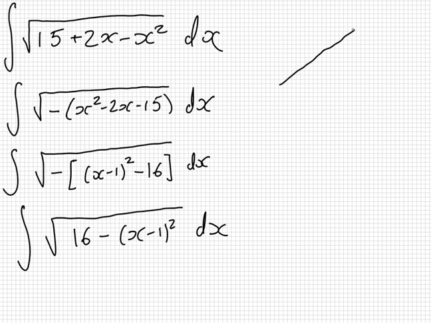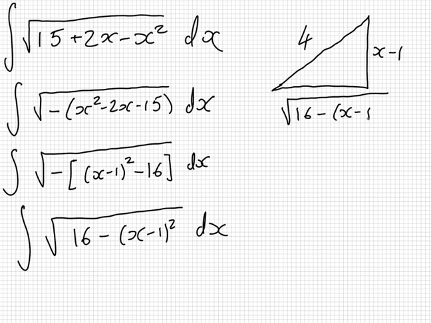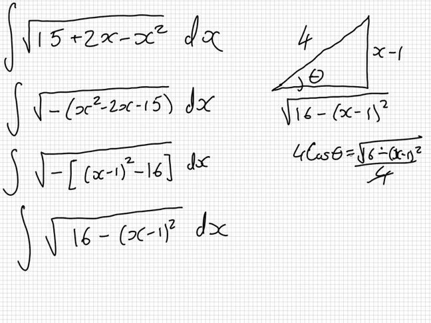So what we can do is we can make our triangle again. This side is 4, this side is x minus 1, and so this side is square root of 16 minus (x minus 1) squared. And this can be theta. So you can see that cos theta is the square root of 16 minus (x minus 1) squared over 4. So 4 cos theta is that square root there. So this is 4 cos theta dx.